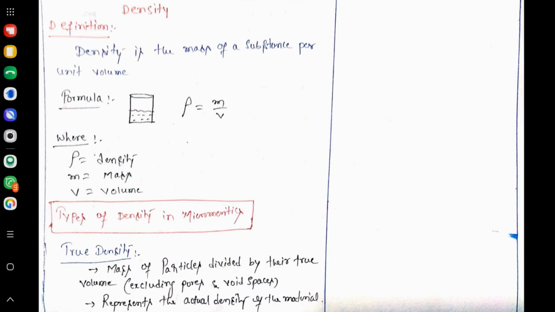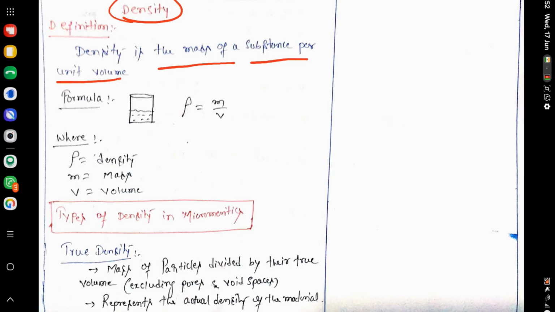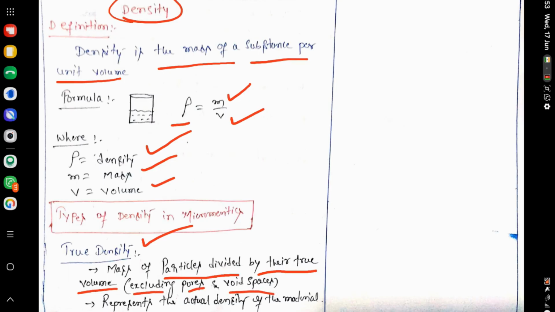Now another property, that is density. What is density here? Density means the mass of a substance per unit volume. The density is represented by the symbol rho, equal to mass divided by volume. Here rho means density, m means mass, v means volume. This density is of different types. The first one is true density. True density means the mass of the particles divided by their true volume, excluding pores and void spaces.